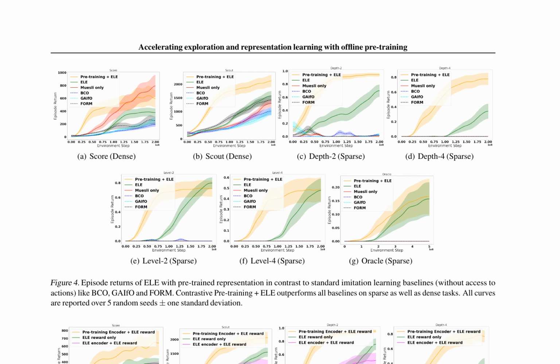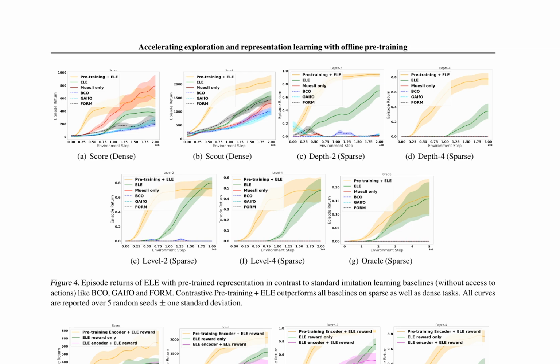Figure 4 presents a comprehensive evaluation of the proposed method, ELE, with pre-trained representation, in comparison to standard imitation learning baselines, including BCO, GAIFO, and FORM. The results demonstrate that ELE with pre-trained representation outperforms all baselines on both sparse and dense tasks. The episode returns are reported over 5 random seeds, with 1 standard deviation, showcasing the robustness of the proposed approach.